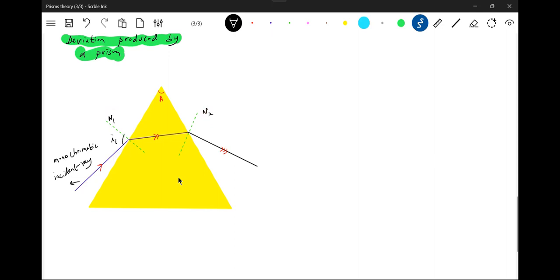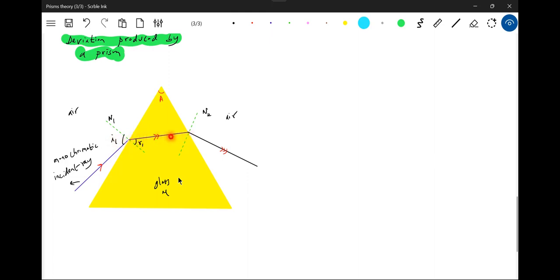Let this angle of incidence be I1. This is the refraction angle. Let this be medium A, air. This is the glass, where the refractive index of the prism, let it be mu. So the incident ray meets the boundary, and this will become the normal. The angle between the normal and the incident ray will be the angle of incidence I1. This will be the refracting angle. As the ray moves from rarer to denser, it should bend towards the normal.